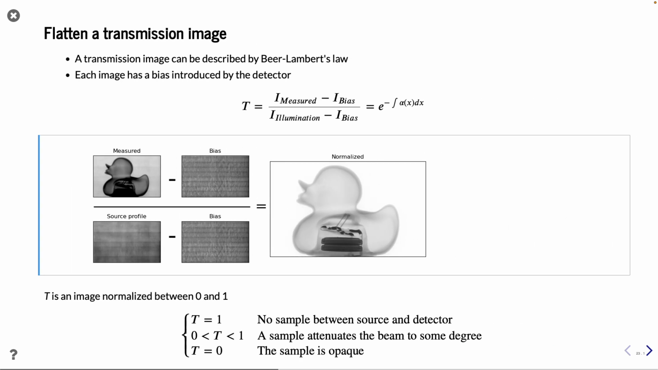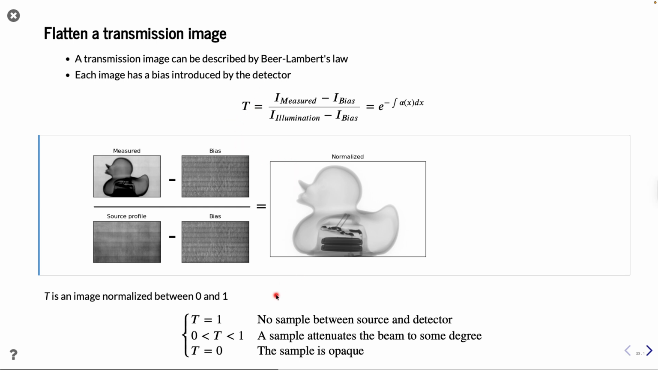So again, this is putting up normalization. A thing that we have in most detectors is a bias, because the AD converter converting the captured electrons into some digital value needs some bias to handle the fluctuations caused by noise. And that bias we need to subtract, and then we have a source profile and the bias again, and then we get the fully normalized image, which is pretty flat and nice in this case.